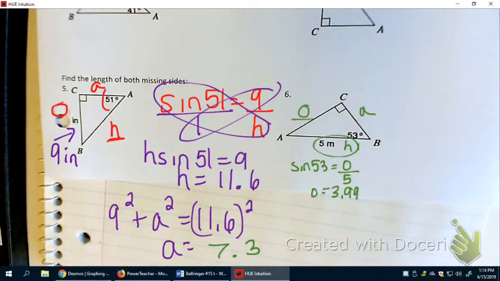Be really, really careful. If there are decimals on your calculator, I do not want you to round that to 4. Okay? I want to see that there were decimals. All right, so then for the other side, you would do 3.99 squared plus a squared equals 5 squared. So then we would subtract, and then we would take the square root, and you get like 3.01 or something like that.